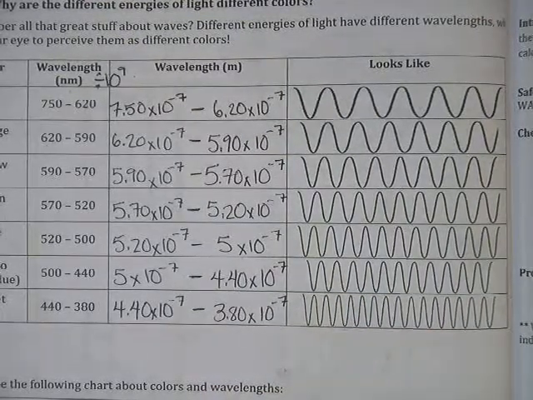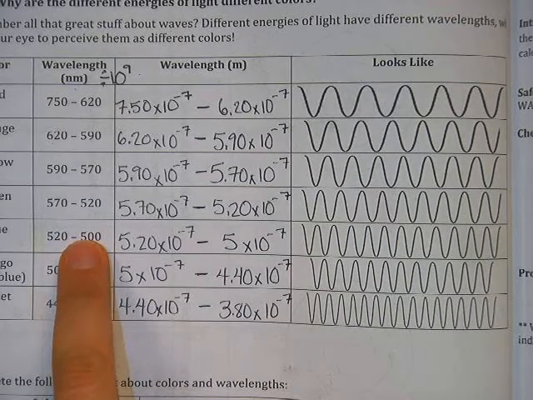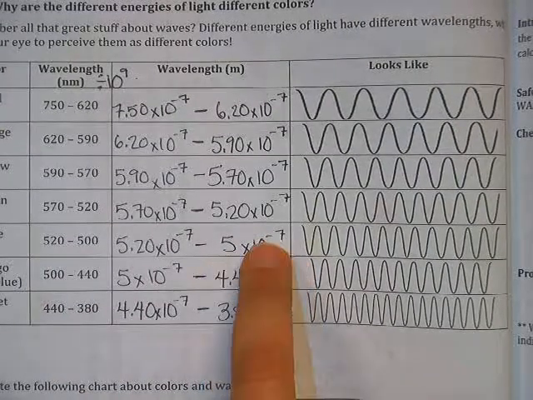So it'd be 500 times 10? Yeah, but this 500 divided by 10 to the ninth is 5 times 10 to the negative 7.